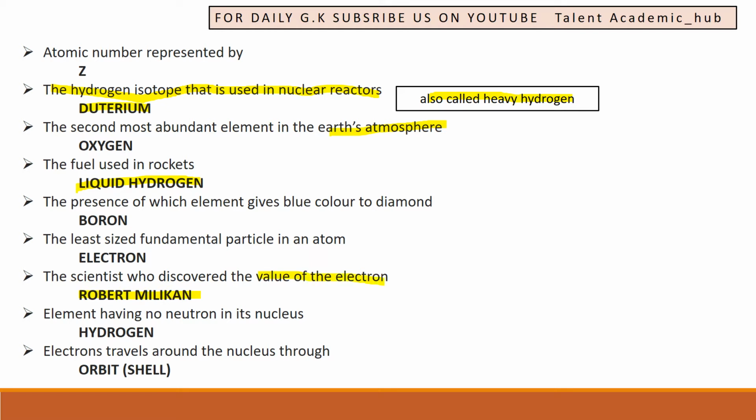The element having no neutrons in its nucleus is hydrogen. Electrons travel around the nucleus through orbits. Orbits are fixed paths, and electrons travel around the nucleus along these paths.